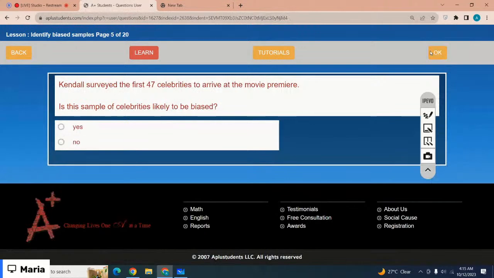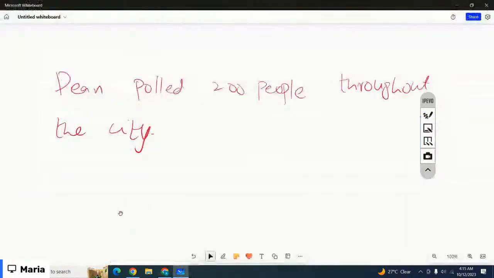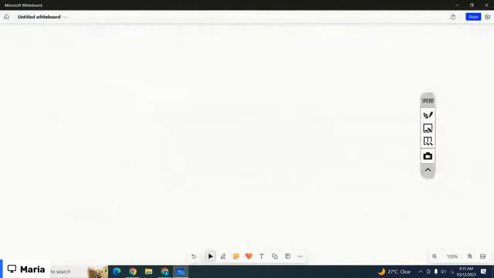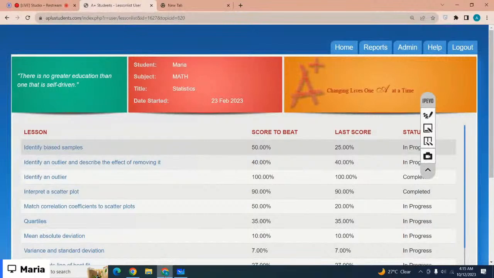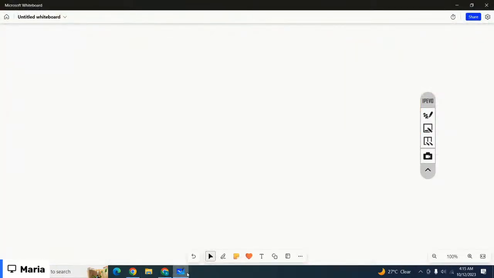Okay, you can complete the lesson by yourself later today. Let's just move on to the next lesson. The next lesson is identify an outlier and describe the effect of removing it. Okay, so what is an outlier? What do you know about an outlier?